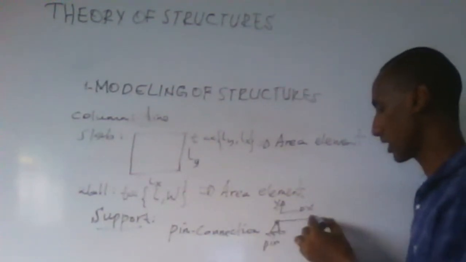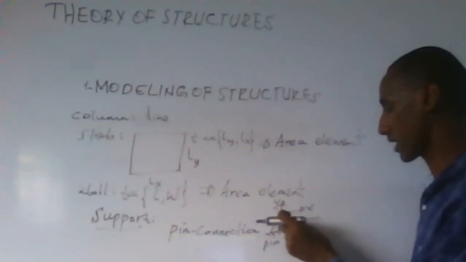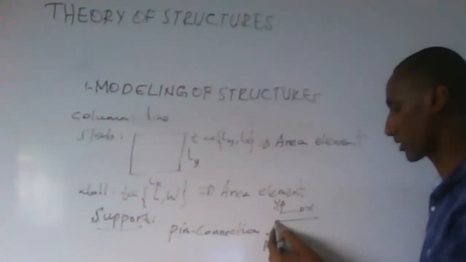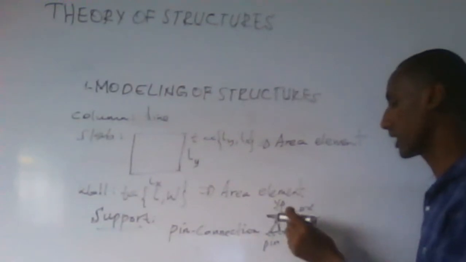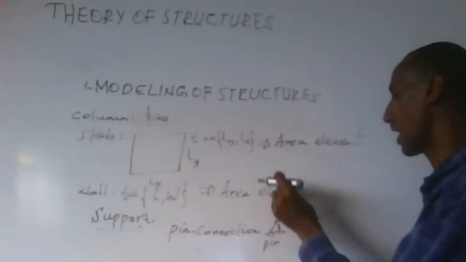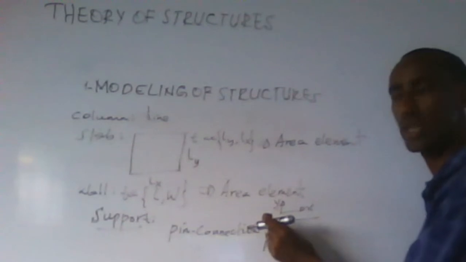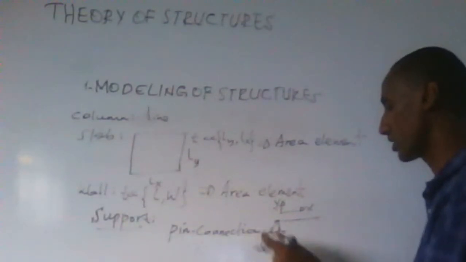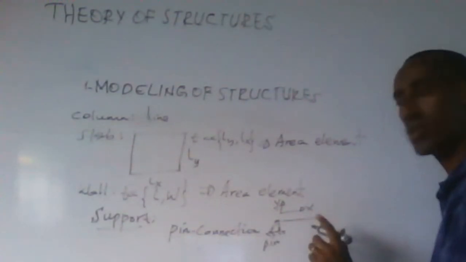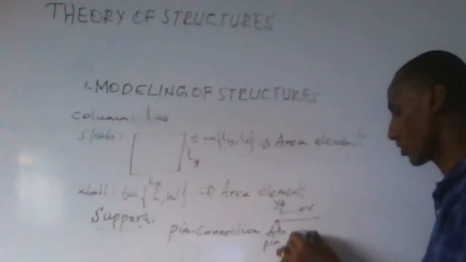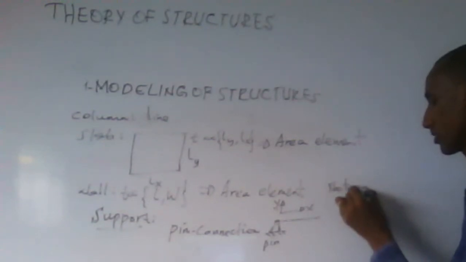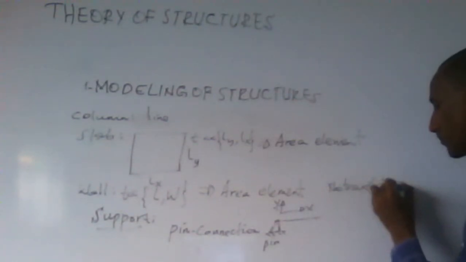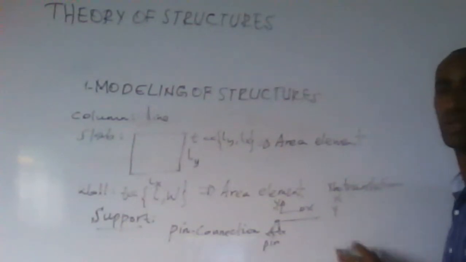So along the x-axis, this member cannot move because it is connected to this one. It is not allowing any movement along the x direction, either forward or backward. Once again, this member cannot displace upwards or downwards because it is connected here. So this connection is allowing no translation, along x and along y direction.